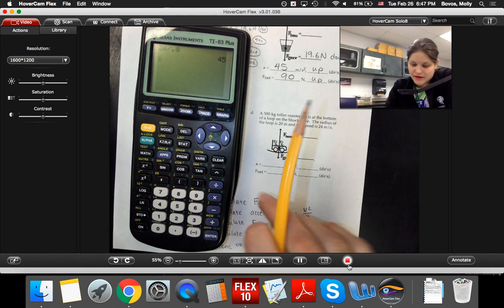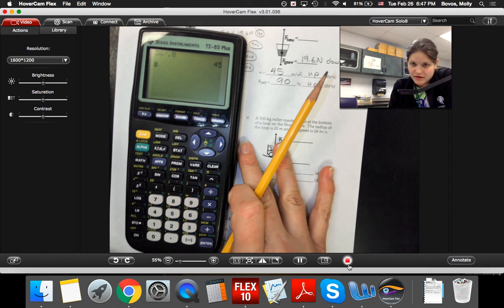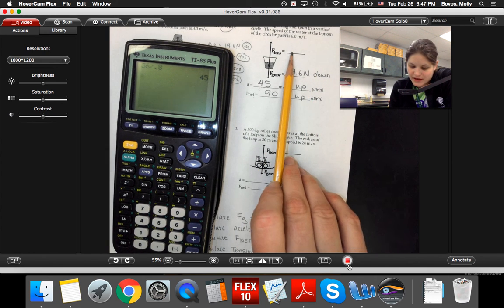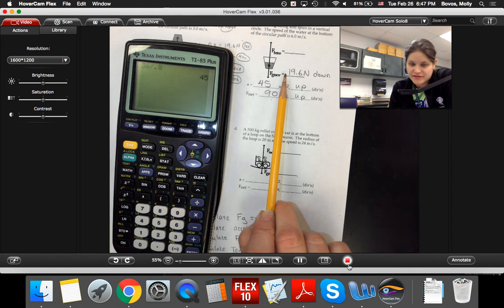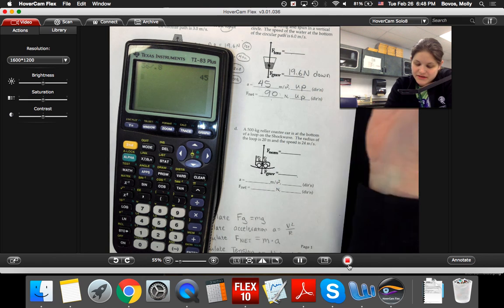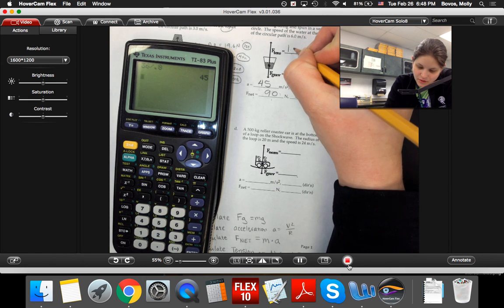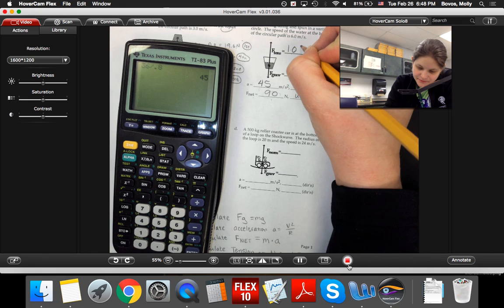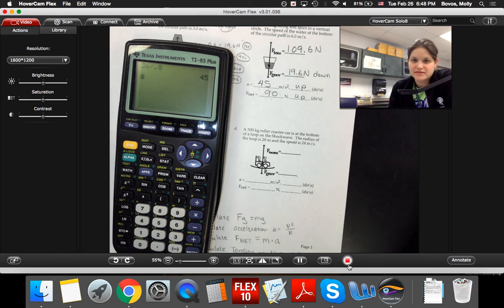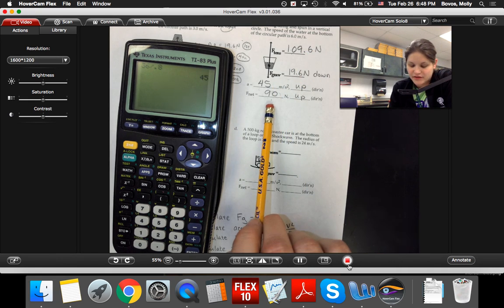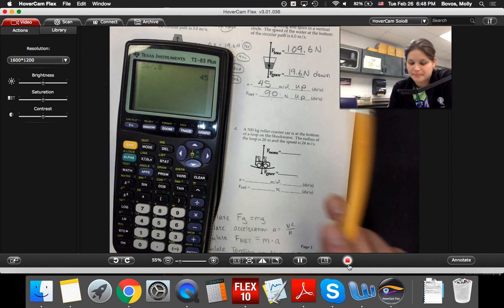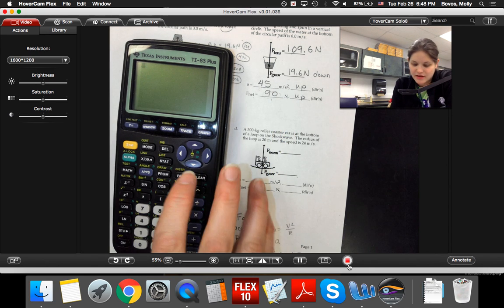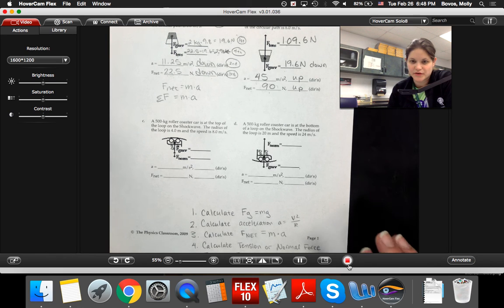Okay? So now when I figure out my tension, not only has to apply a net force of 90, but it also has to counter this 19.6. So my net force is actually going to be 109.6 newtons, because it's here not only having to supply that net force of 90, it's also having to counterbalance that 19.6 newtons. Okay, so that is the procedure that you're going to be applying to this worksheet.